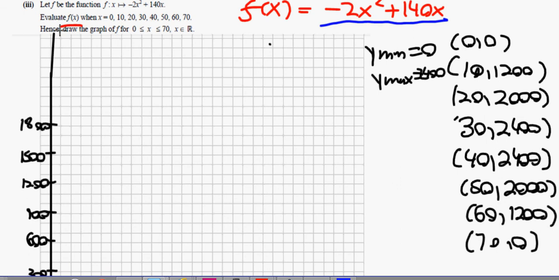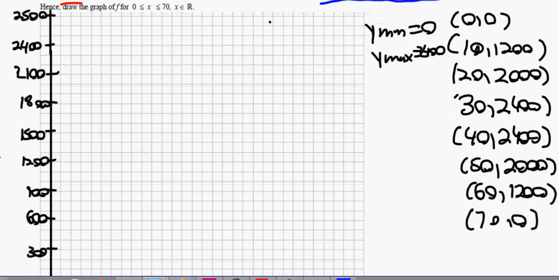Okay, so we're going to go for 2,100, 2,400, and we can see about how far we need to go up and down. Okay, so we're going to draw this graph, and when we draw this graph we have to go across in tens.